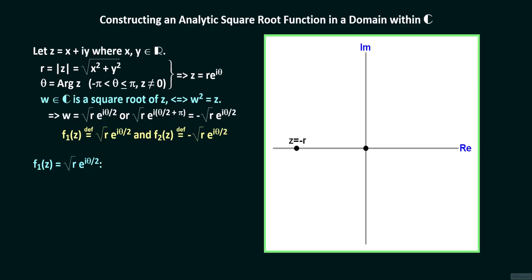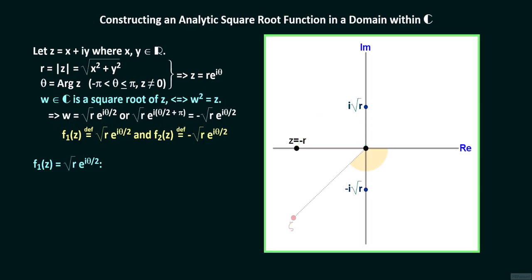Let z be a negative real number so that z equals minus r and its square roots are i times the square root of r and minus i times the square root of r. Let zeta approach z from the second quadrant so that the principal argument of zeta tends to pi. Then the principal argument of f sub 1 of zeta, which is half the principal argument of zeta, will tend to pi over 2, and f sub 1 of zeta will tend to i times the square root of r.